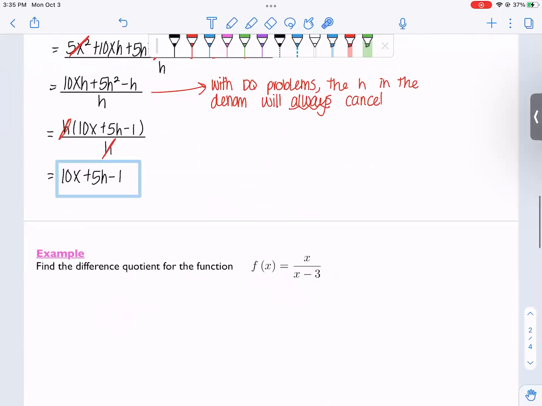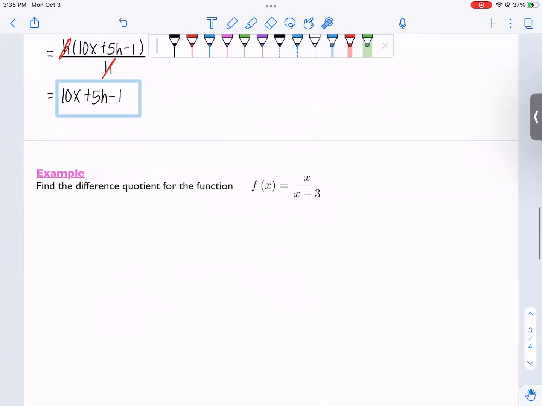That's not for us. Let's do one more example. Let's do it with a rational function so that we get some practice with that. And then you'll be good to go. Again, the difference quotient, that's f of x plus h minus f of x all over h. What you're going to find for these ones is that really the difficulty comes in the algebra, 100%.